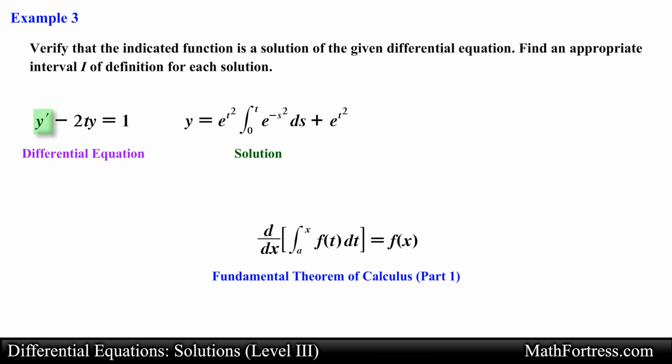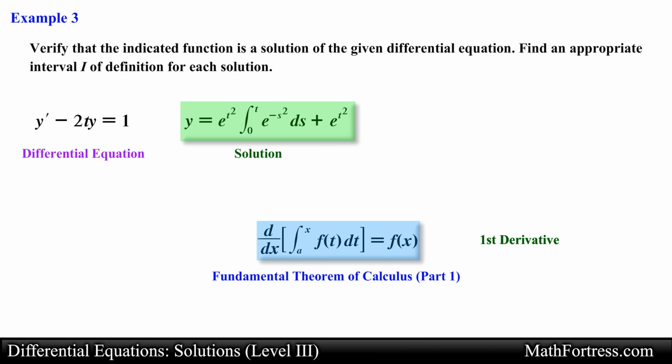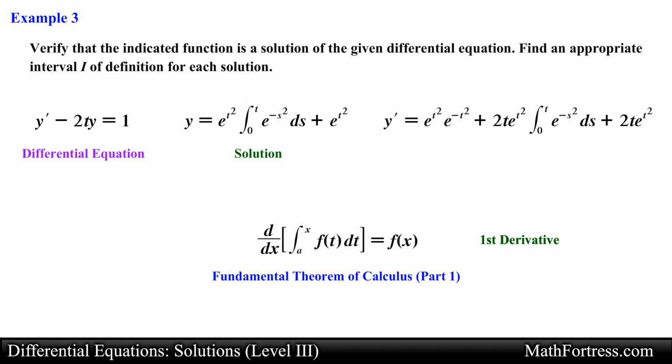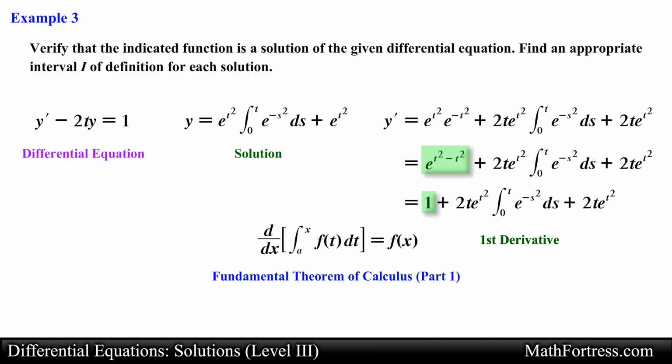Looking at the ODE, we see that we will need the first derivative. We're going to need to apply the first part of the fundamental theorem of calculus, along with the product rule and chain rule, to find the derivative of this function. Carrying out these operations, we obtain the following expression. The first term of the derivative can be simplified as follows. It's just a matter of applying the exponent rules that you learned way back from Algebra 1. This expression simplifies as e raised to the power of 0, which is equal to 1.